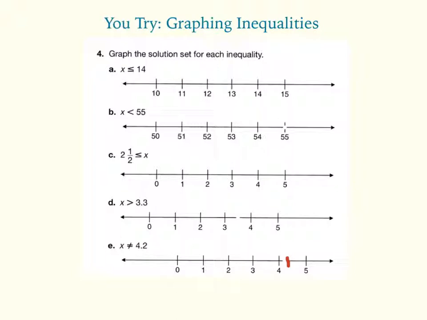So what we are going to do, it's going to be an open circle because we do not want it to be 4.2. And we are actually going to have lines going both directions because it could be anything. It could be numbers that are greater than 4.2. It can also be numbers that are less than 4.2. So this time we have rays going both directions. Now you try A, B, C, and D on your own.